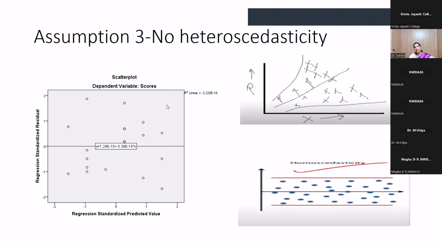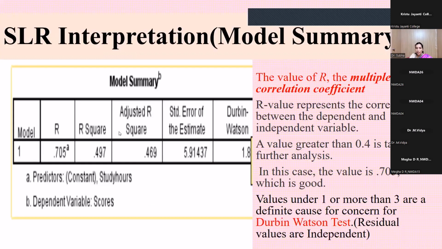So our third assumption, there is no heteroscedasticity. Our data is showing some homoscedasticity behavior. Okay, so now coming to the major part. So I told you 3 parts are very important.